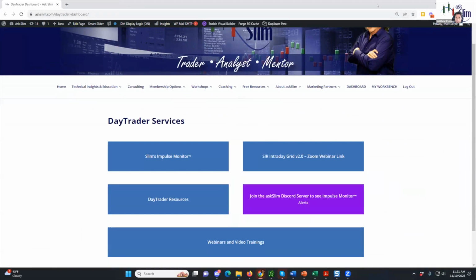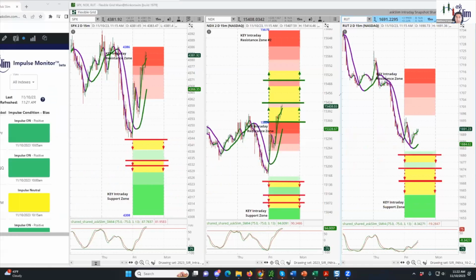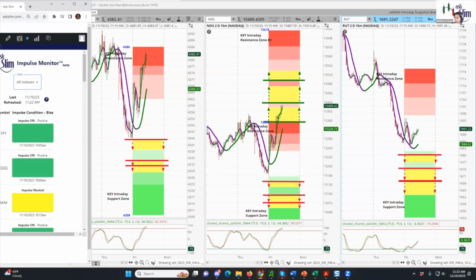I'm going to pull over the setup right now so you can see this, and then I'll show you our robust resource section that we also have. So this is a live picture of our day trader service. On the left here, we have our Impulse Monitor app, which has been designed with custom algorithms to pinpoint the condition signal for impulse moves.